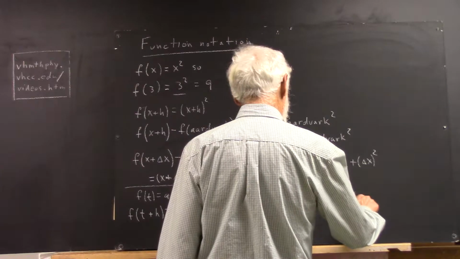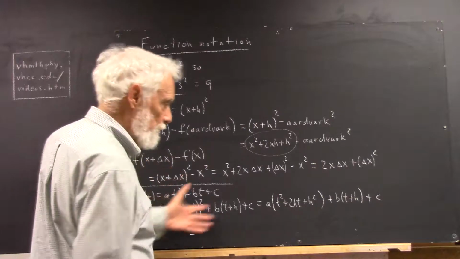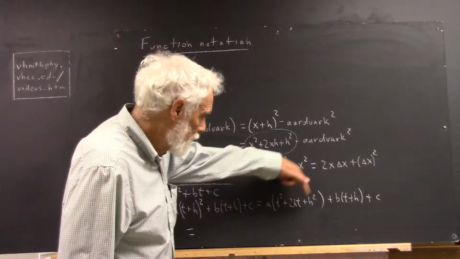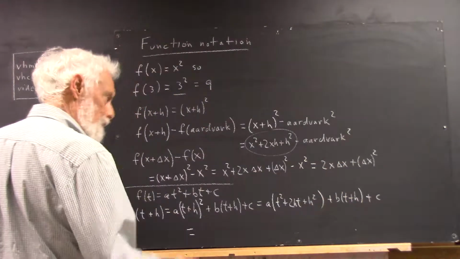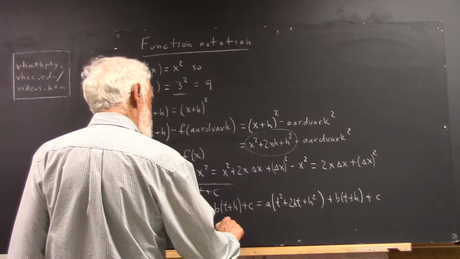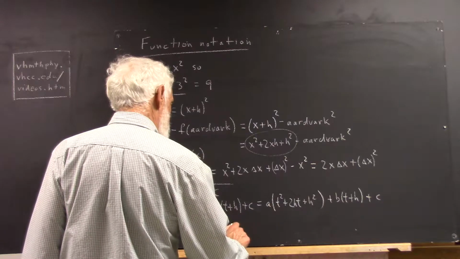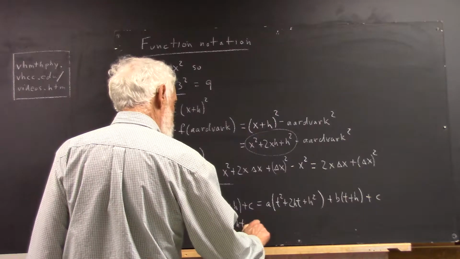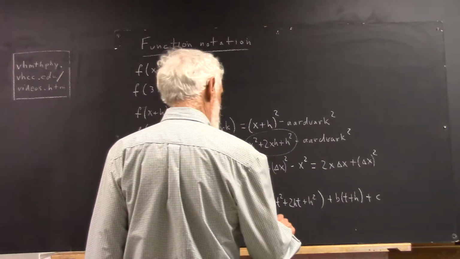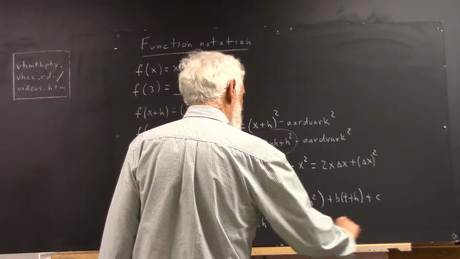Now I could multiply through by my b here, but I'm just choosing to apply the distributive law in the next step, okay? Because I'm going to have to apply it here in the next step. I'll leave that one. And that's totally a matter of taste. You do it either way. So I get at squared plus 2ht times a. So I'm going to write that as 2aht plus ah squared plus bt plus bh plus c.